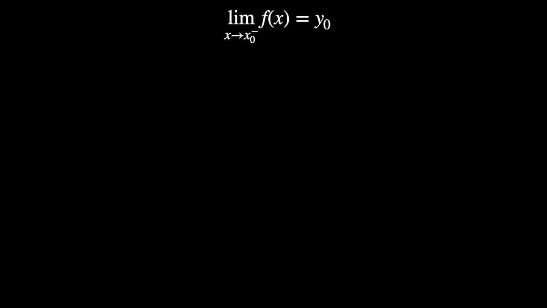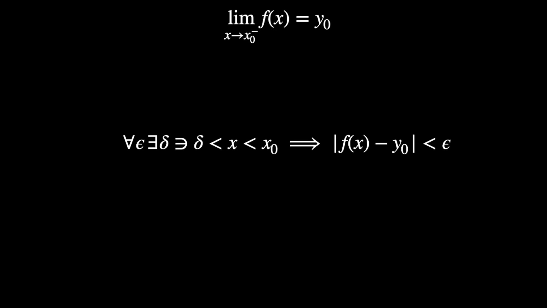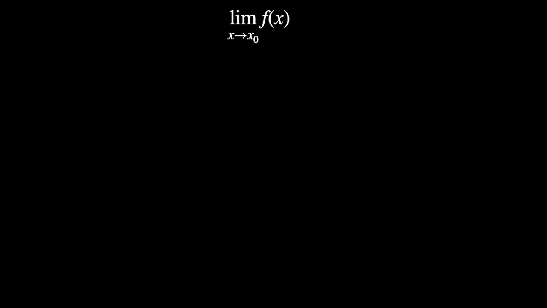y sub 0 means for any epsilon you choose, I can find a delta so that if x is between x sub 0 minus delta and x sub 0, and this time we're to the left of x sub 0, then f of x is within epsilon of y sub 0. So that's the limit from the left and the limit from the right. What about the overall limit? What do we mean by the limit as x goes to x sub 0 of f of x?